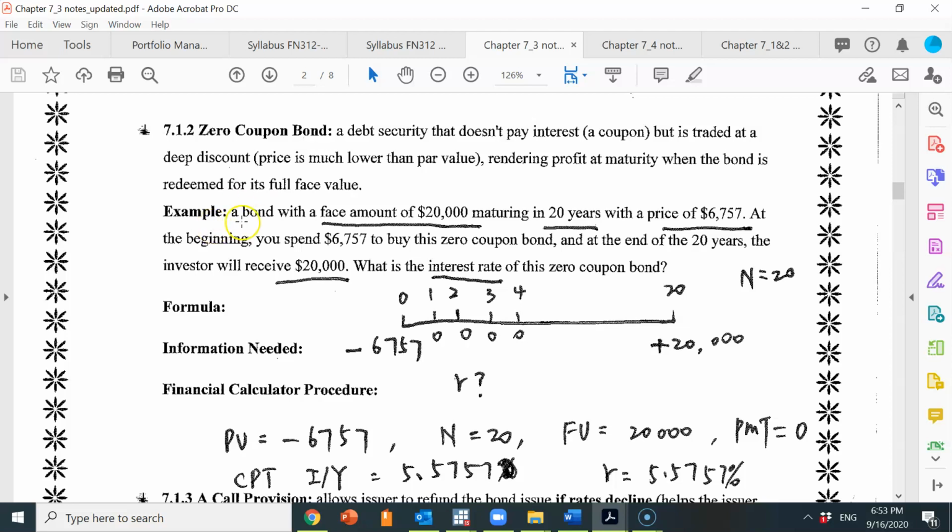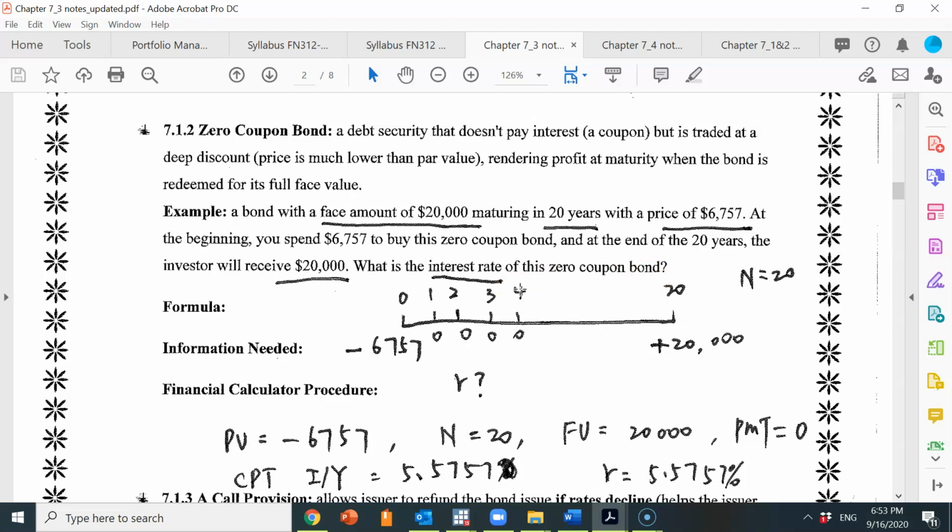For example, if we have a bond with a face amount of 20,000 maturing in 20 years with a price of 6,757. At the beginning, you spend 6,757 to buy this zero coupon bond, and at the end of the 20 years, the investor will receive 20,000. What is the interest rate of this zero coupon bond? Okay, this is a typical example of a zero coupon bond.